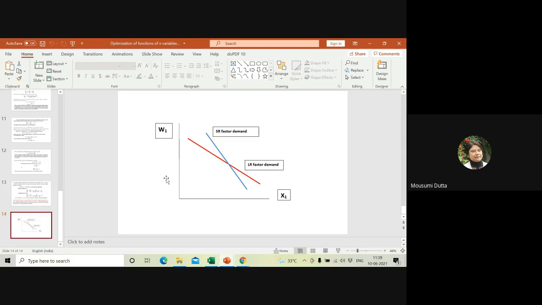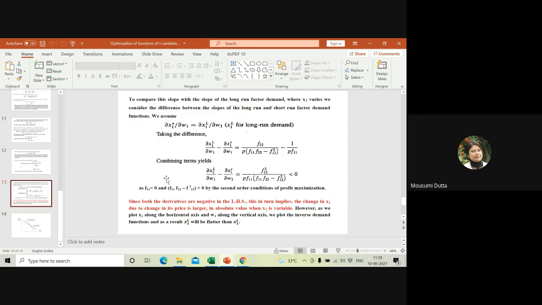Here we have to plot. So when I am telling, mathematically to hold this condition, the long run curve will be steeper than that of the short run. Now, if we want to do it in the graph, I have to consider 1 upon del x1 L by del w1 and 1 upon del x1 S by del w1. And as I consider these inverse values, the sign will be just the reverse. I told long run will be steeper than that of the short run.